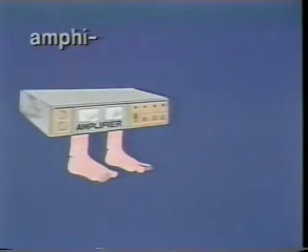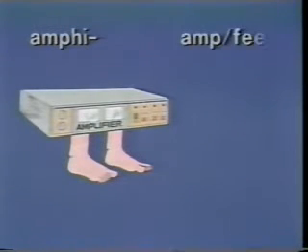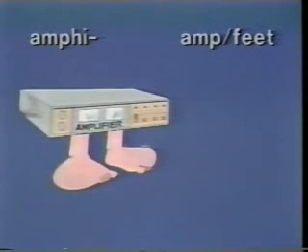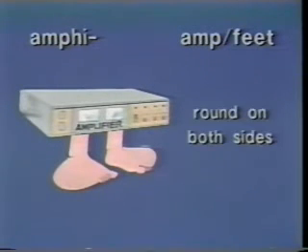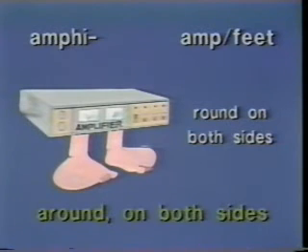Next, amphi. Just as ambi sounds like amp B, amphi sounds like amp feet. An amp with real feet. Amphi, amp feet. Amphi means around or on both sides. As you look at this image of amp feet, see the feet as being round on both sides. The amp feet that are round on both sides will remind you of a round on both sides.